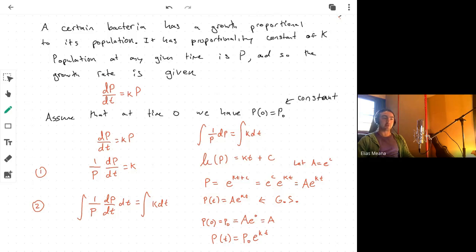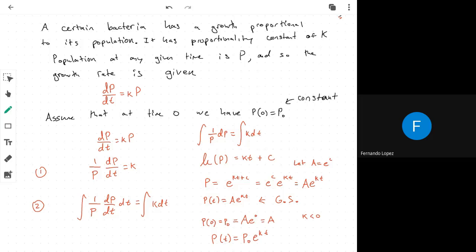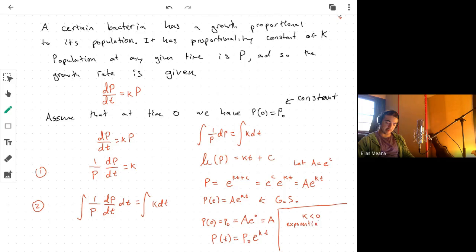And of course, there are some conditions here to consider. If k is less than 0, you guys could tell me probably if you've started studying exponentials, what case would that be? You start making it smaller and smaller. Yeah, this is called exponential decay. The population's getting smaller. And if you've got k greater than 0, of course, now we have exponential growth.